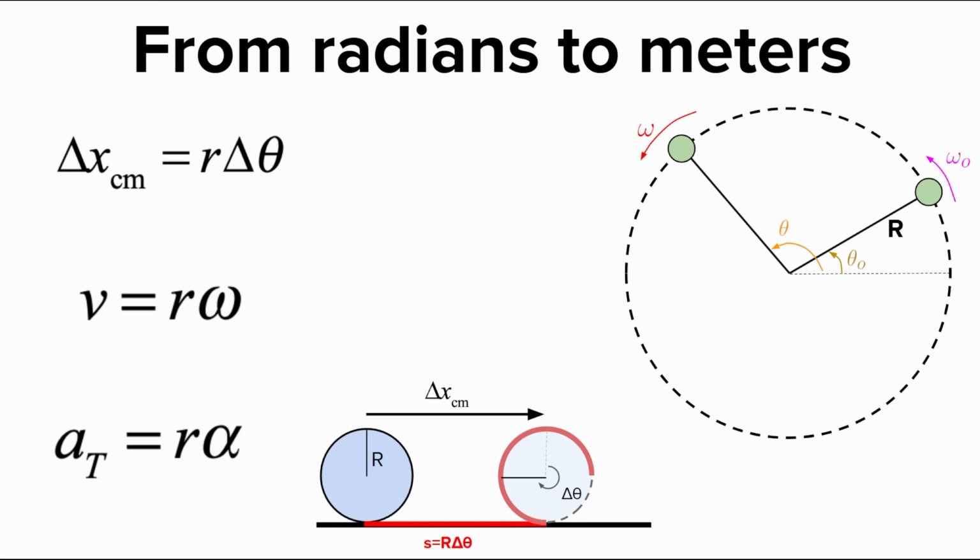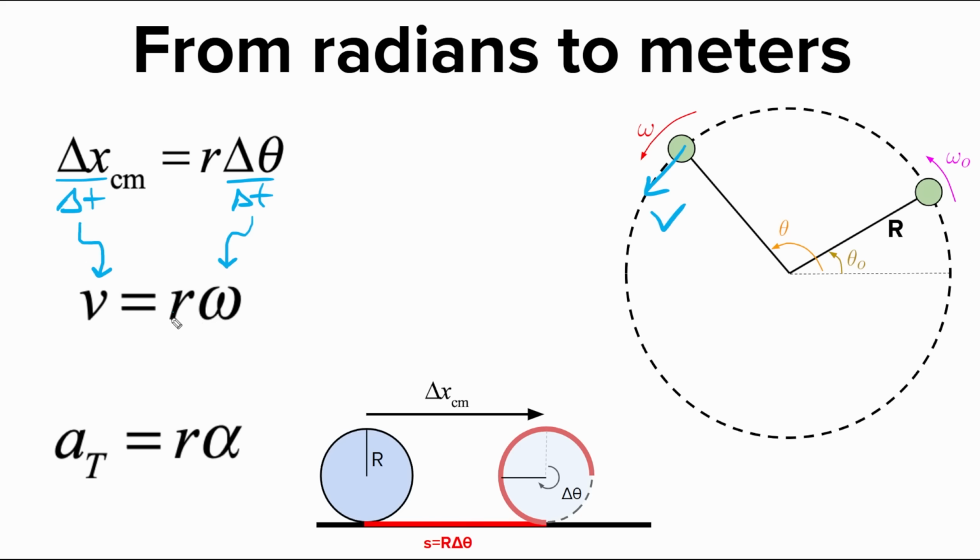What about these other formulas? Well, this is the velocity of some point. If I know the omega, how do I figure out the velocity? It turns out you just do r times omega. Why do you do that? Look, we could divide both sides by delta t. Delta x over delta t is the definition of velocity, change in position over change in time. Change in theta over change in time is the definition of omega, the angular velocity. So that's why this is true.